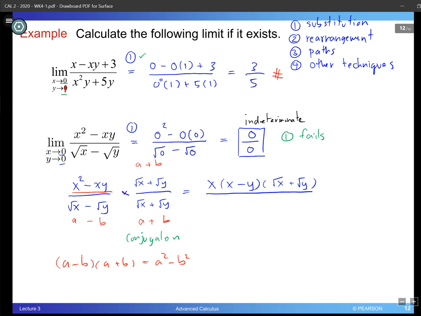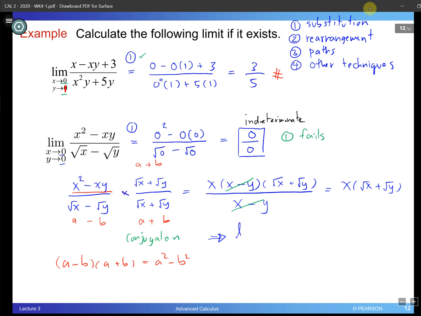So here what we have is a squared, which is x, minus b squared. B is the square root of y, so b squared is y. So in the end, at this point, we see something nice, which is the cancellation of this x minus y and x minus y. In the end, we have this x square root of x plus square root of y. So let's make a conclusion right here.